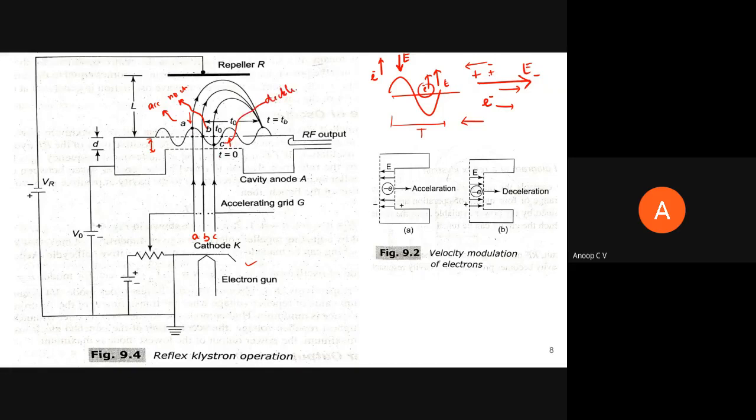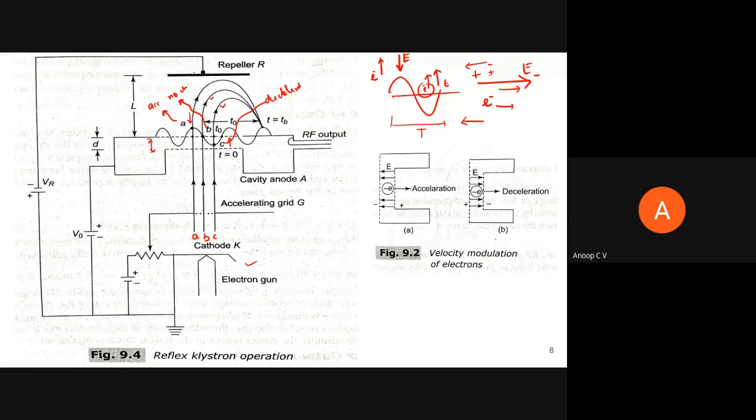decelerated, right? So electron A will be accelerated so that it can move more into the repeller space. Electron B will not be affected, right? And electron C will be decelerated, so its velocity is reduced and it can't move much, right? So that is the case.